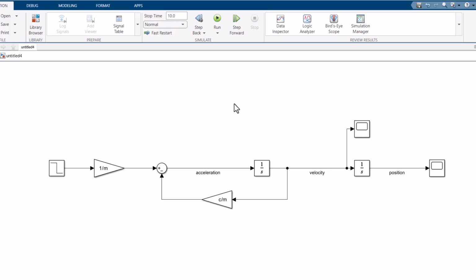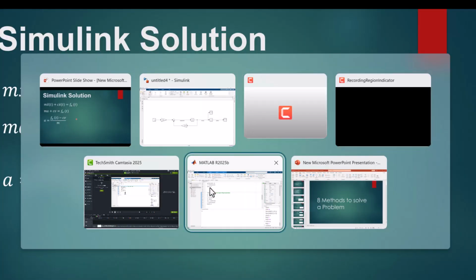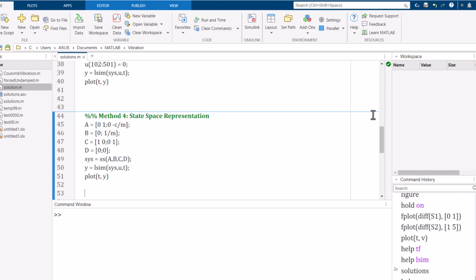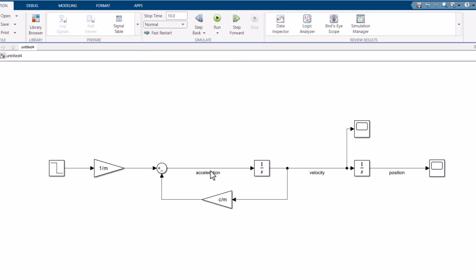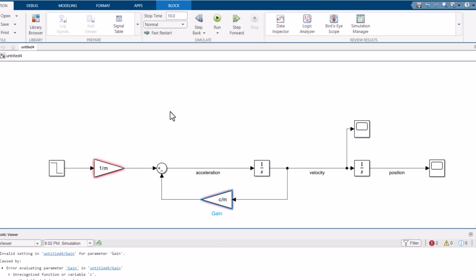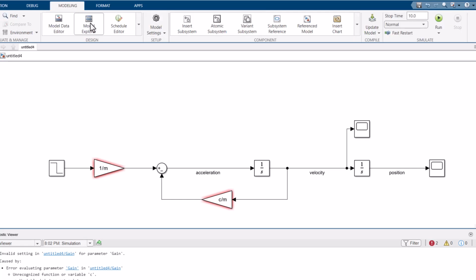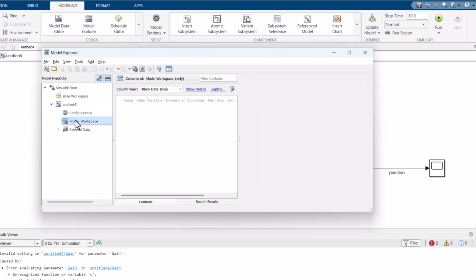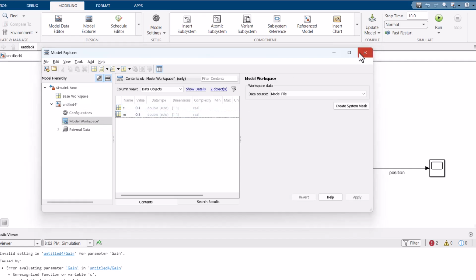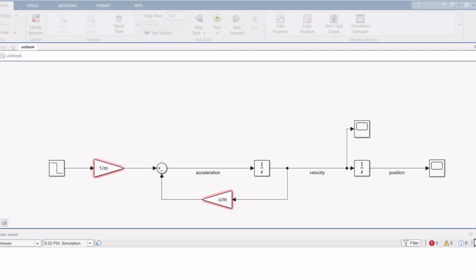I can run it now, but just to show you how to add constants in Simulink, I clean the workspace. Now if I run, I see an error. It does not know what is M and what is C. In order to do that, I go to the Modeling tab here. I go to Model Explorer, and in the Model workspace, I add two variables named C and M. C is 0.3 and M is 0.5. Now I have defined these two constants, and now I can run the model.